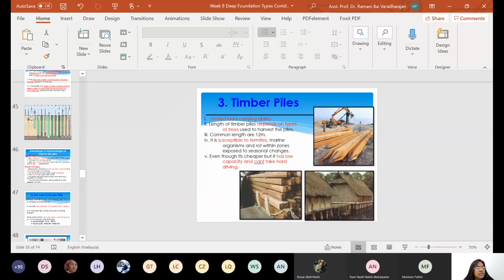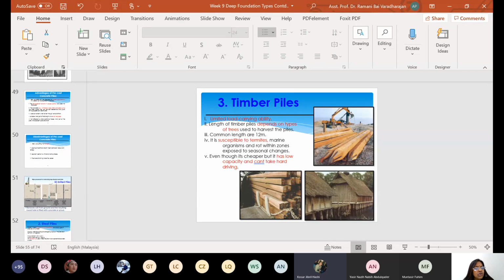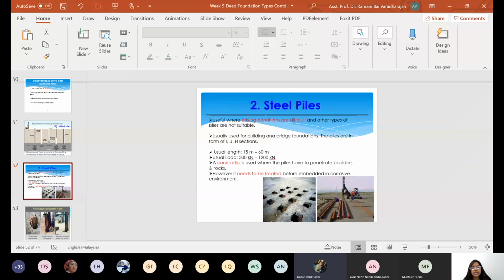We just finished which type? Cast in situ concrete piles. We just finished the concrete piles. We will start with the steel piles next class, with the advantages and disadvantages. I will correct the slide and bring it.